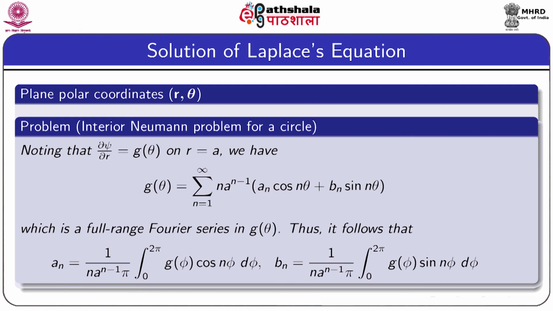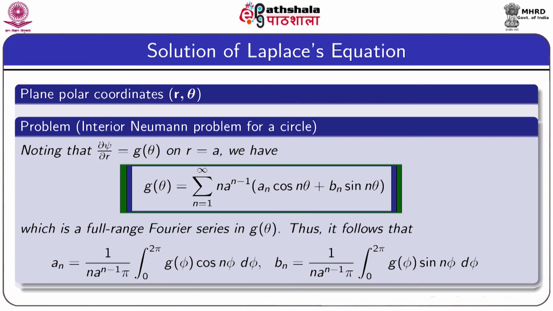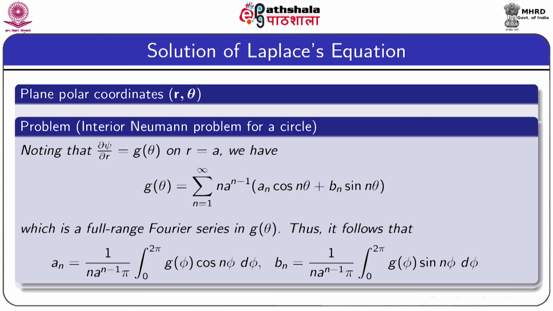Now, we want to satisfy the boundary condition which says that del psi del r equals g theta. So, using that condition we get g theta equals sum over n of a to the power n minus 1 into an cos n theta plus bn sin n theta. It is again a Fourier series expansion of g theta. So, using the theory of Fourier series, we can obtain the values of an and bn, which are written here.